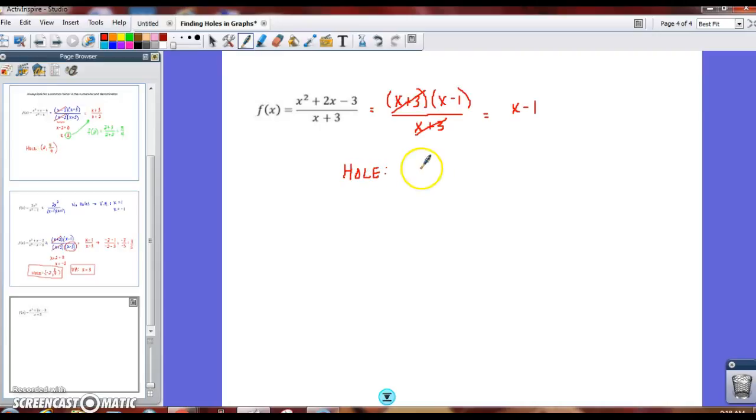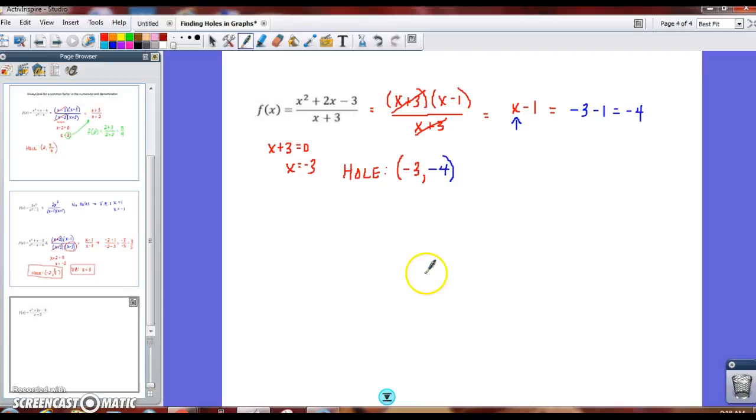So my hole will be at negative 3, something, right? Because all I'm doing is setting that factor that I canceled equal to 0 and solving it. So I get x equals negative 3. That's the x-coordinate. And now to figure out the y-coordinate, I just plug that negative 3 in here. So I have negative 3 minus 1, and that gives me negative 4. So I now have a hole at negative 3, negative 4. So that's how you find holes.